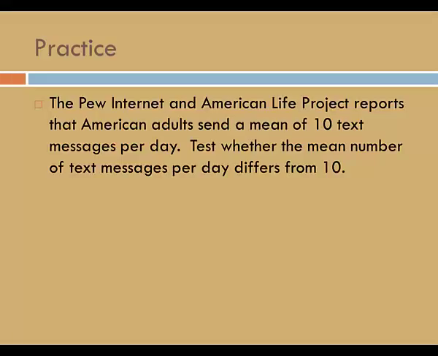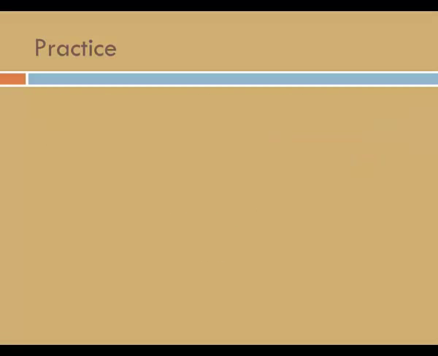So let's construct our alternative hypothesis. That would be that the mean does not equal 10. It differs from 10. The complement of does not equal is equals, so the null hypothesis is that the mean is equal to 10.